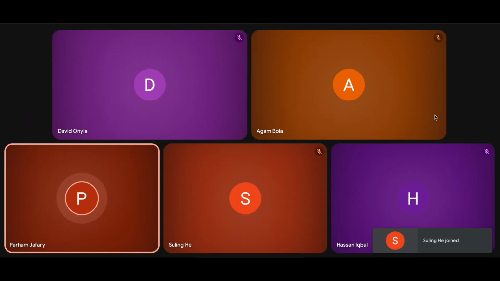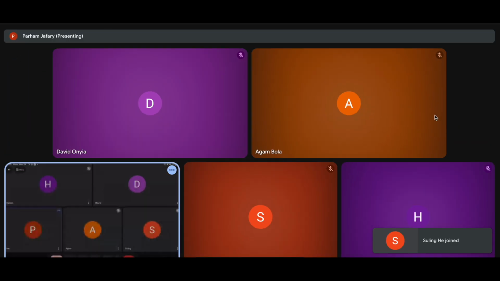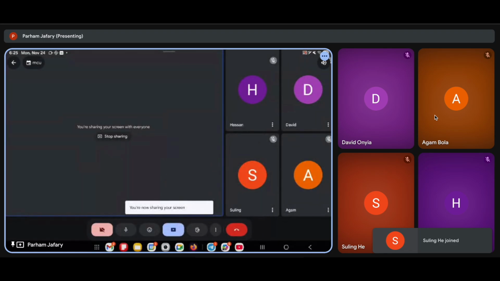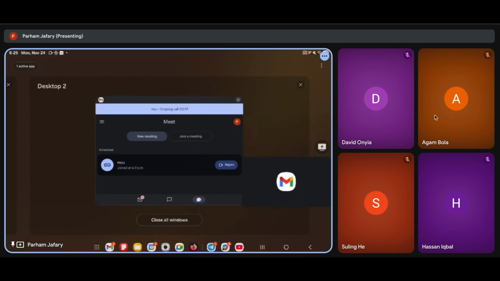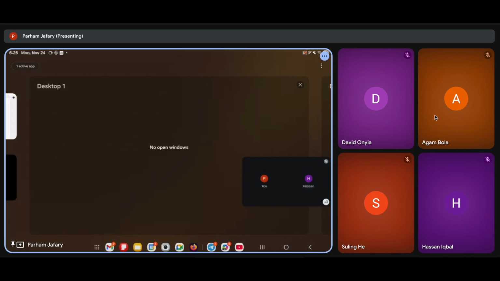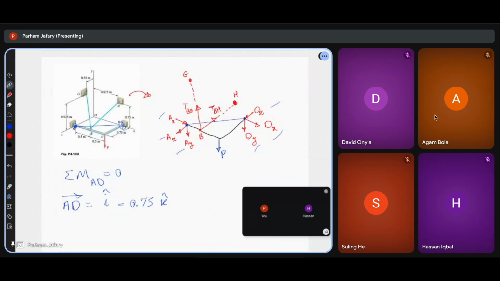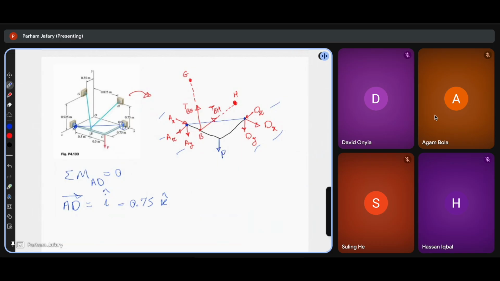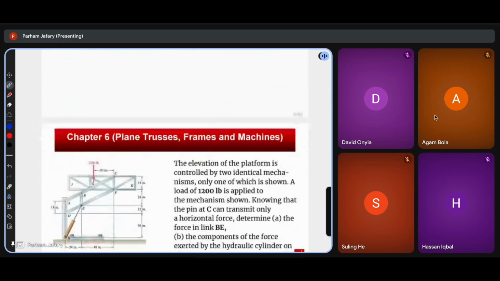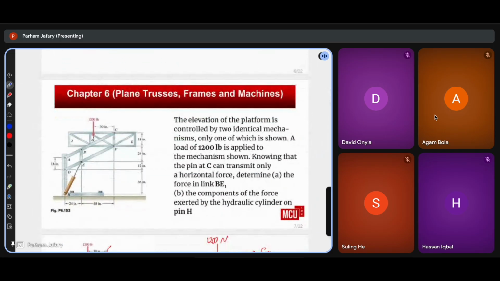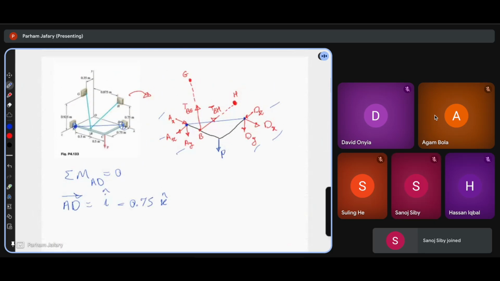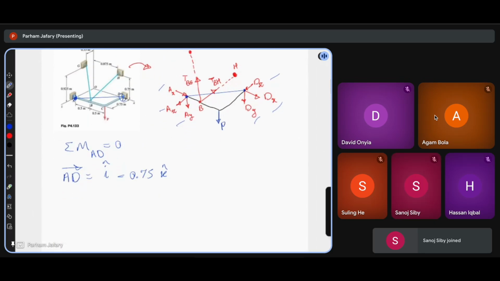So I share entire screen. If you go back, is it good now? And if I go to the next one, does it go to the next one? Yeah? Okay. So where were we?